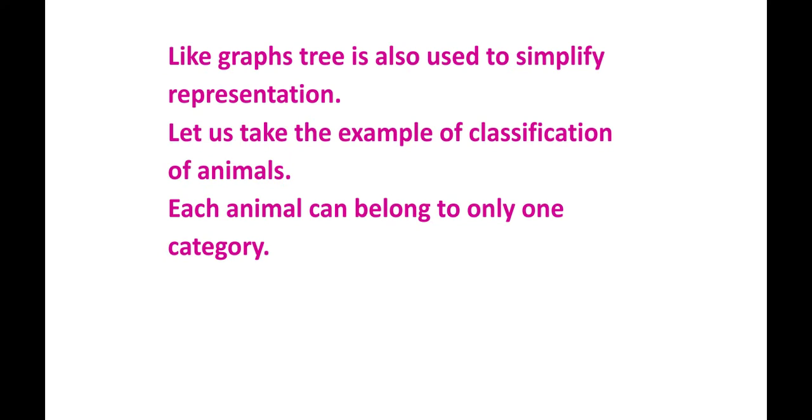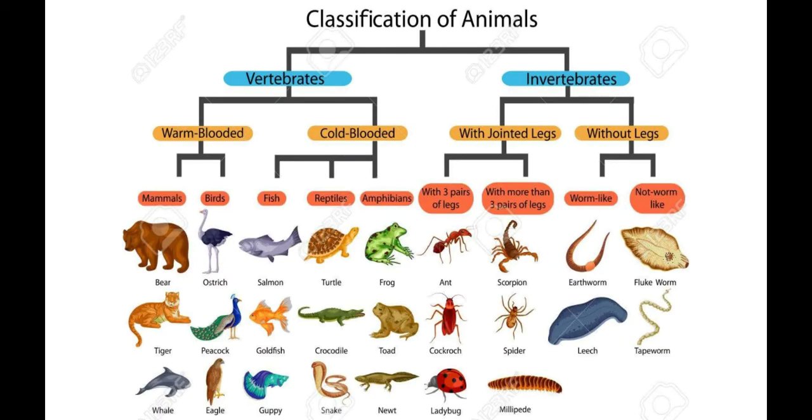Like graphs, trees are also used to simplify the representation. Let us take the example of classification of animals. Each animal can belong to only one category. Here we are taking the classification of animals. Each animal will take only one category, either vertebrate or invertebrate. So classification of animals: one is vertebrates and another is invertebrates. Vertebrates are warm-blooded and cold-blooded. Invertebrates have jointed legs or no legs.